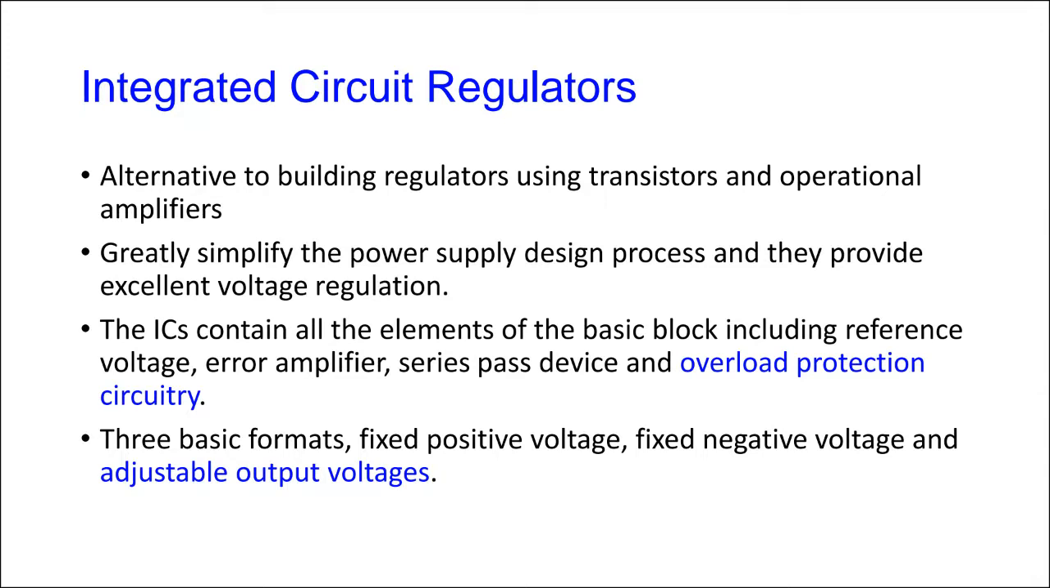First off, all of the circuitry that we just discussed is actually inside of many of them. And in addition to that, they have the reference voltage, the error amplifier, the series pass device, and then they add something called overload protection, which we'll talk about in the second half of today's class. And then they come in three basic formats: fixed positive, fixed negative, and of course the ones where you can adjust the output DC to what you want.